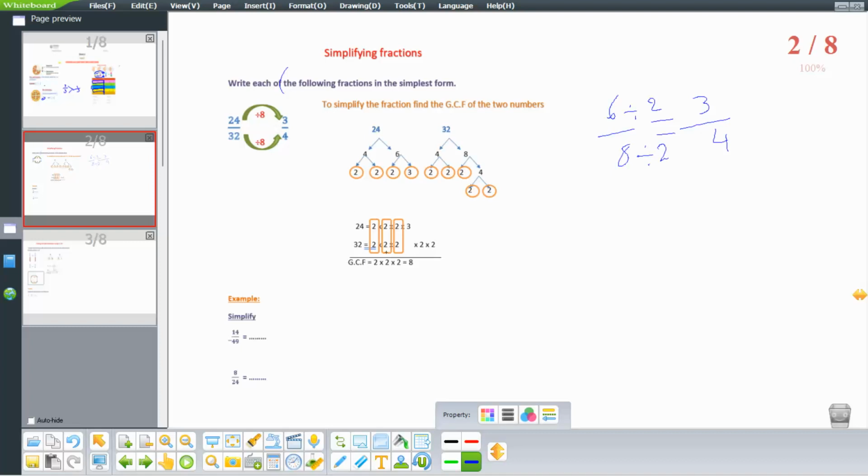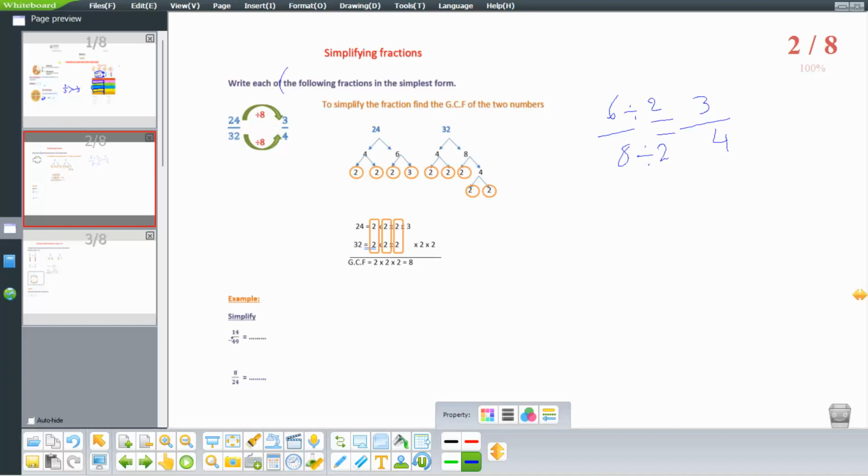Okay, let's take the common numbers. It will be 2 times 2 times 2. We know that the greatest common factor is for only the common numbers. Okay, 2 times 2 times 2 equals 8. So we are going to divide both of them by 8. 24 divided by 8 equals 3. 32 divided by 8 equals 4.